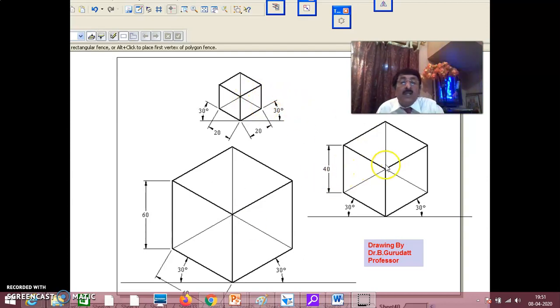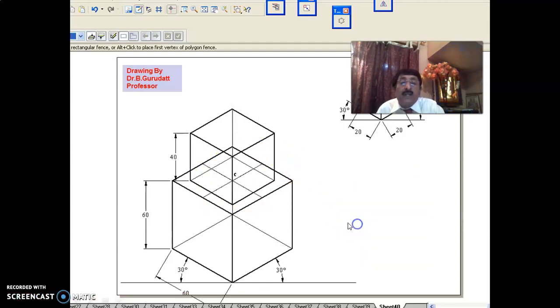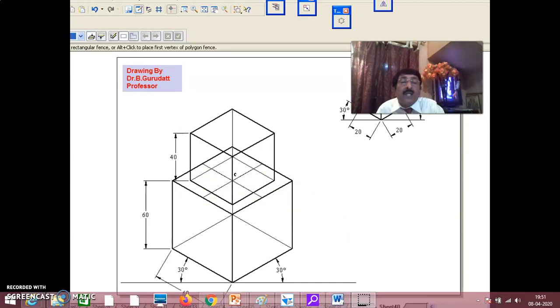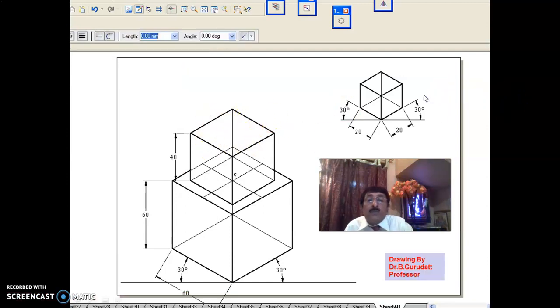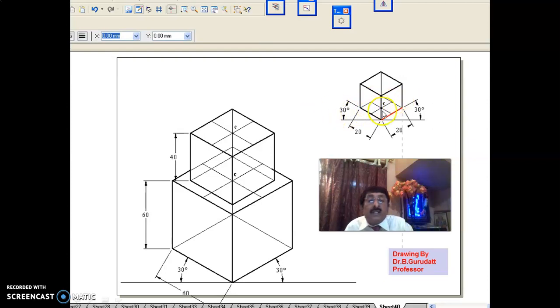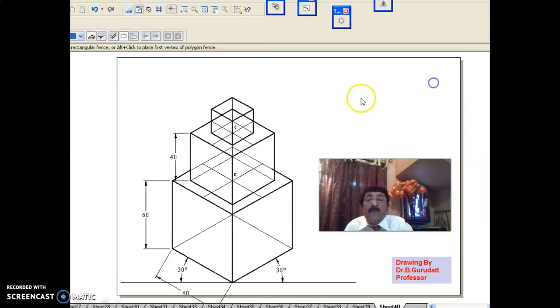Once you get this, you have to place one above the other. See how I place it. First, this has to be seated over this. Take the center to center of the bottom surface, and the top surface center to center, and in that way you place it here. Then for the next one, again take the center of the bottom surface and the center of the top surface, and place it above this.